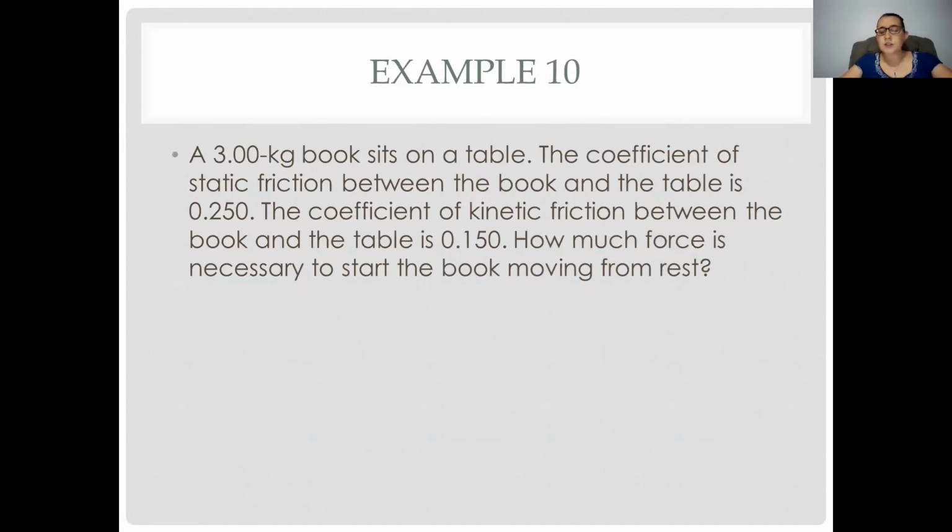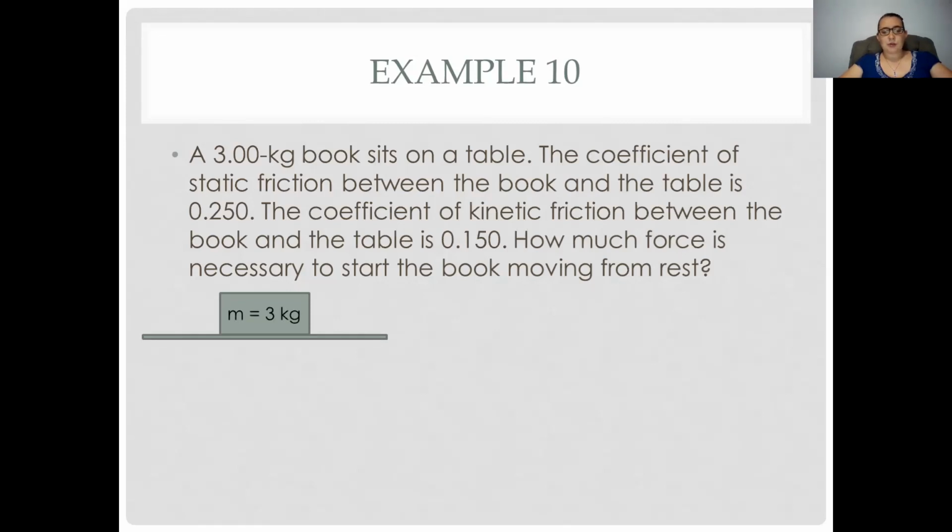So, which kind of friction are we going to be dealing with in this case? Well, the book is at rest now, and we want to know how much force is required to make it start moving. So we're going to be dealing with static friction here. Okay, let's draw our picture. Here's the table and the book.